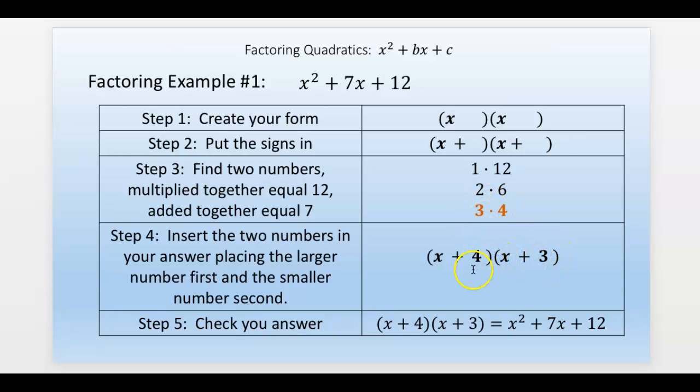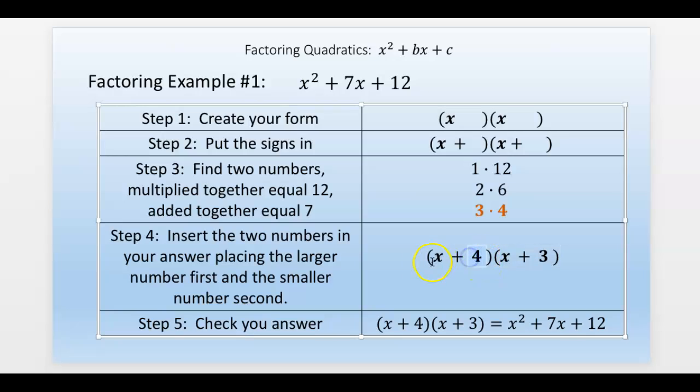Just insert those two numbers into our form. Make sure I put the larger number first. In this case, it doesn't matter because the signs are the same. But as a habit, I always put the larger number first, because the plus sign I always take first. That says plus 7. I just write it first right there, plus. All right, then you can check your answer by multiplying this out, and you can see that the middle term will combine. The 4x and the 3x combine. That's how you get the 7x.